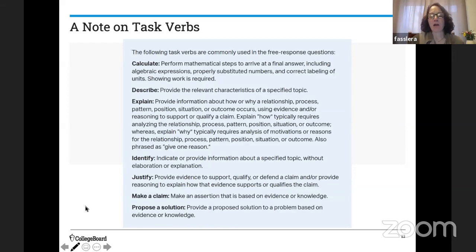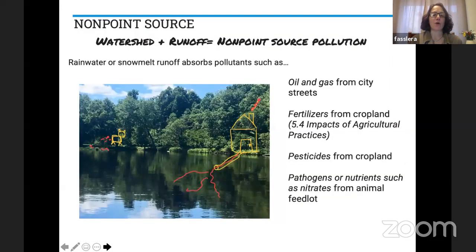The second part of that, the command term, was explain how. And again, we were explaining a process. And so that explain how requires some additional information. We're going to be practicing all of these task verbs a lot throughout the next couple of weeks through units 8 and 9, and when we get into the review.